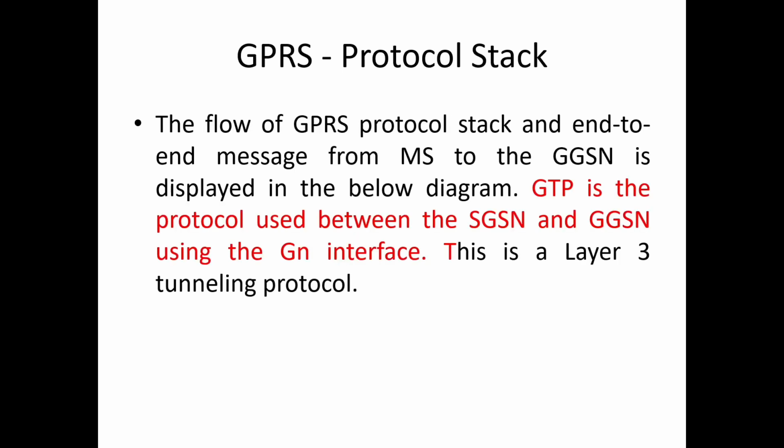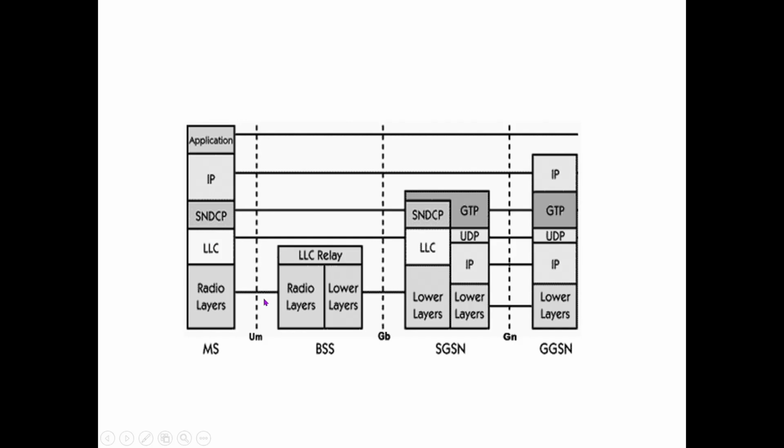And the next one is the GPRS protocol stack. The flow of the GPRS protocol stack and end-to-end message from the mobile station to the gateway GSN is displayed in the below diagram. GTP is the protocol used between the SGSN and GGSN using the Gn interface. This is a layer 3 tunneling protocol. The mobile station, which means a mobile phone or a system, is connected to the base station, and it is connected to the serving GSN.